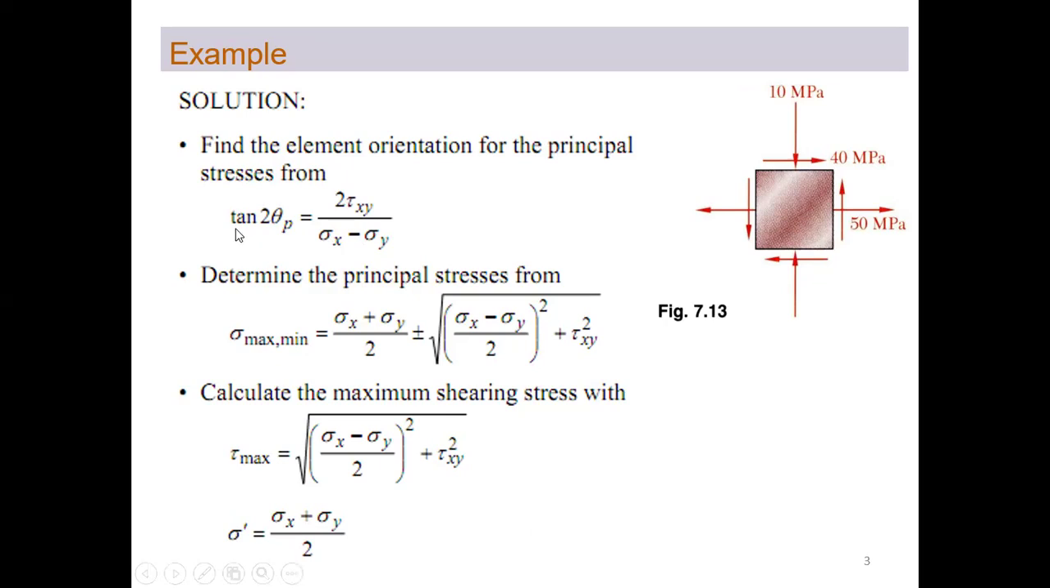Here you could see that tangent of 2 theta p is equal to 2 times tau xy divided by sigma x minus sigma y. Sigma x is the normal stress along the x-axis. Sigma y is the normal stress along the y-axis. And tau xy is the shear stress acting on the stress element. The subscript p represents the principal axis. So we have to find theta p from this equation, which would give you the orientation of one of the principal axes.